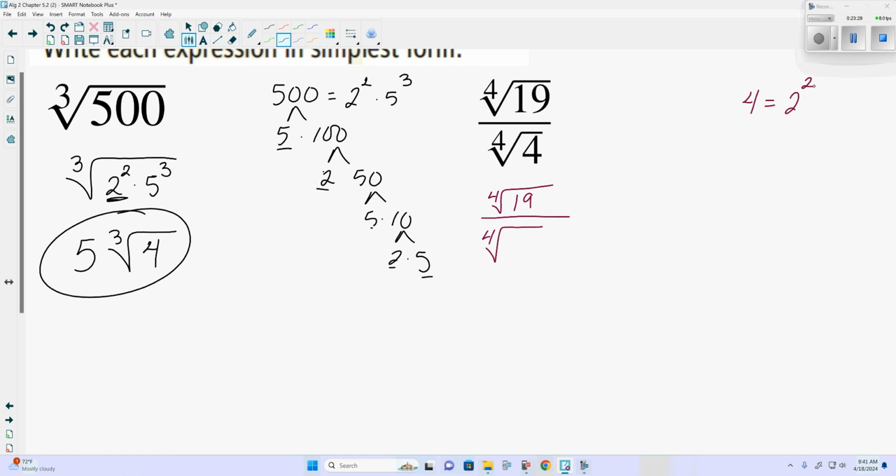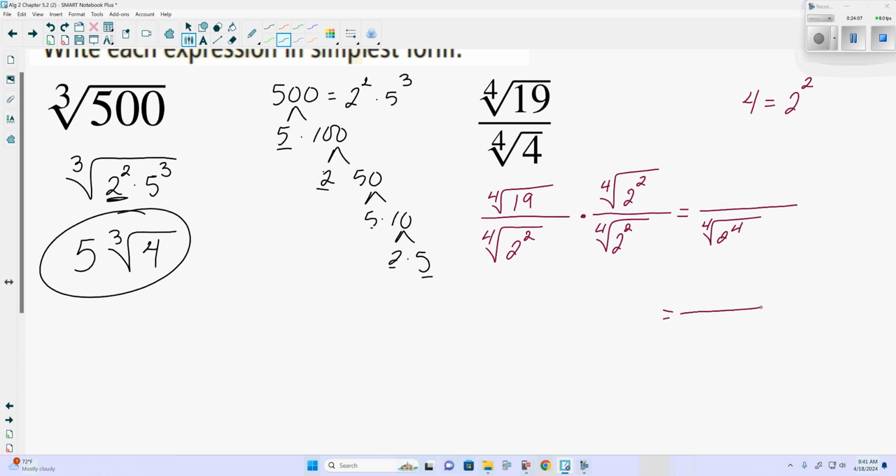2 to the second power, yes? Well, I have 2 2's. How many more do I need to get that radical to simplify? I have 2. I need 2 more. So I'm going to multiply this on top and bottom by the fourth root of 2. Because the bottom of this will be the fourth root of 2 to the 4th.